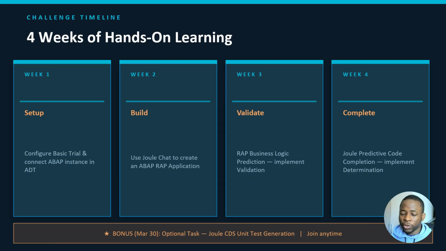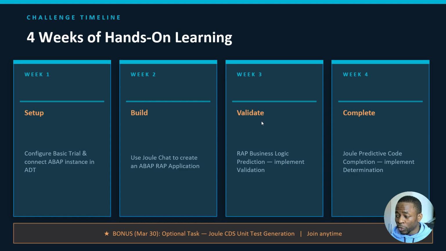And here is how the challenge is structured. It runs across 4 weeks, and each week has a focused task. For the first week, you start with the setup: you configure a basic trial account, and then connect an ABAP instance in ADT, which is the ABAP Development Tools for Eclipse. And then you also explore a new workbook called Fusion Development with ABAP Cloud in SAP Build. In the second week, you use Joule Chat to create an ABAP RAP application, and you can also use it to explore and explain features.